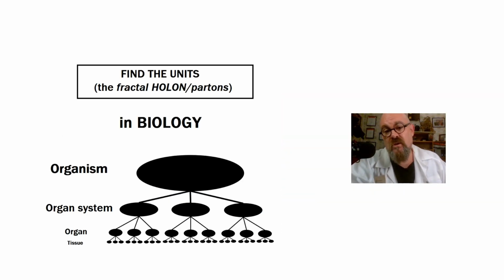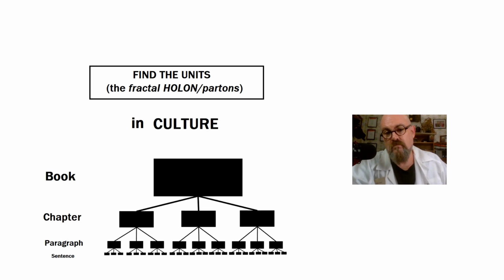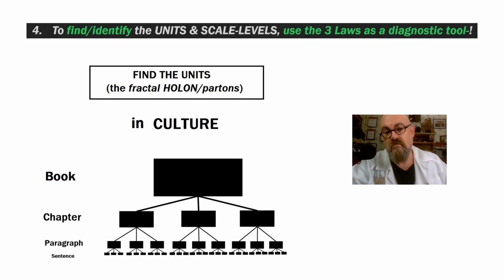So we can find the units in biology using the three laws. Look for things that integrate upwards, compete or cooperate sideways, and control and command downwards. Or you can use it in culture: books, chapters, paragraphs, sentences, etc. These ones are all fairly obvious, but when you go looking in domains that you're not familiar with, it's very helpful to have the three laws as a diagnostic tool.